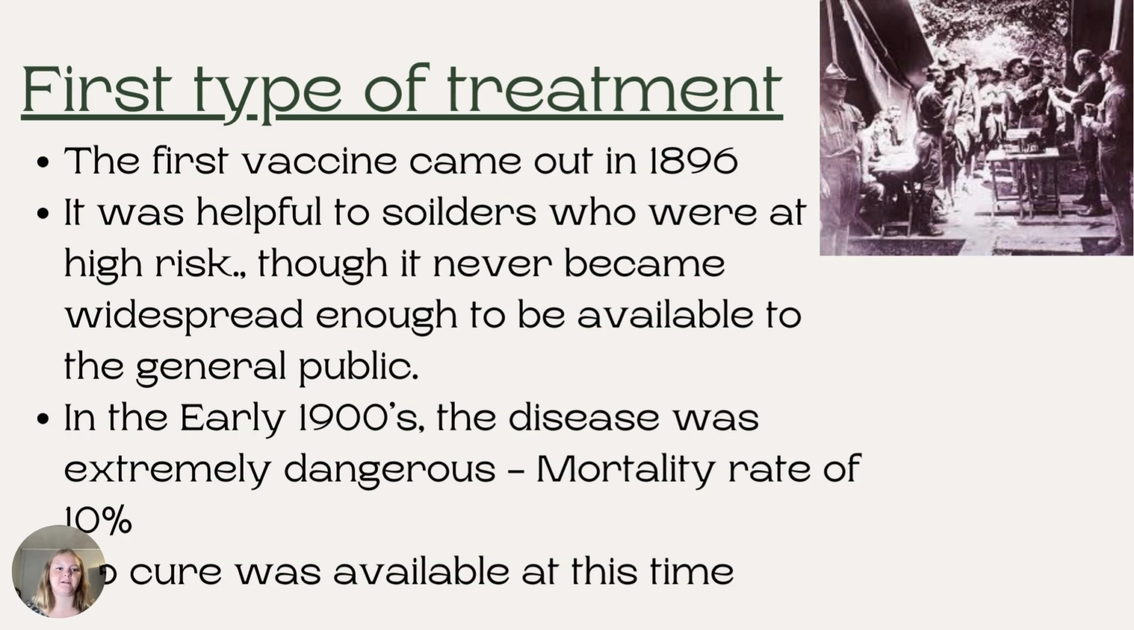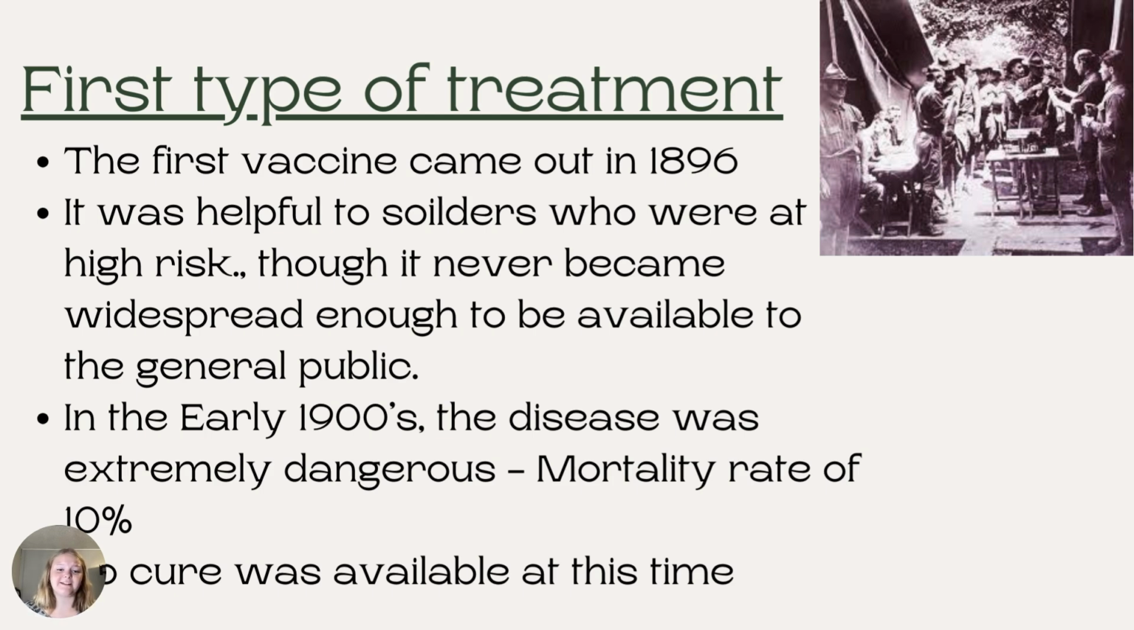So the first type of treatment that they tried to develop was in 1896. It was a vaccine and it was helpful to soldiers who were high risk, though it never became widespread enough to be available to the general public. So it only affected the soldiers and the military. It didn't affect anybody else. So people were still getting it.